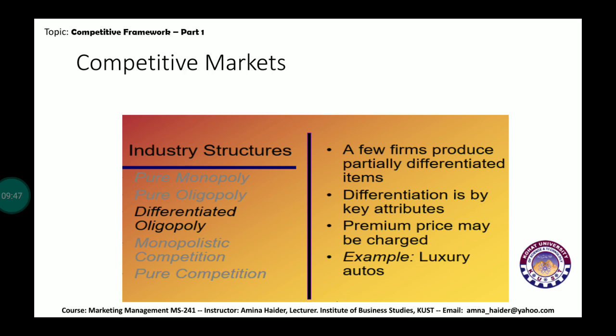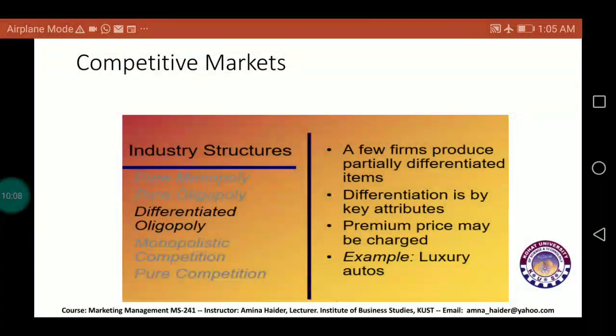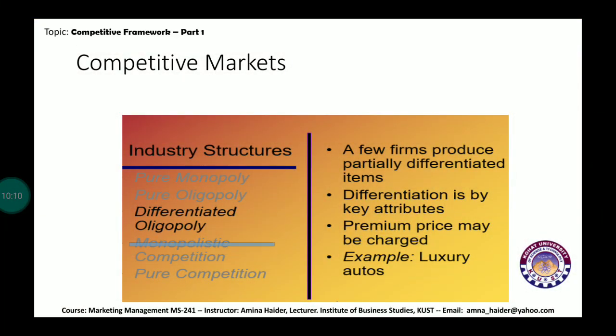So the next one is differentiated oligopoly. A few firms produce partially differentiated items. Differentiation is by key attributes. Premium price may be charged. Example, luxury autos. Differentiated oligopoly.